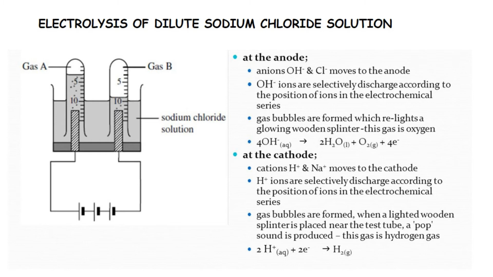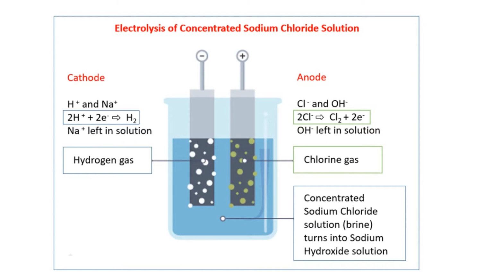How will you test the gas? You know it's hydrogen, so to confirm, you test it with a lighted splint. Bring a lighted splint and you can hear a pop sound, so it's confirmed that it's hydrogen gas. So that's how the electrolysis happens for dilute sodium chloride solution.